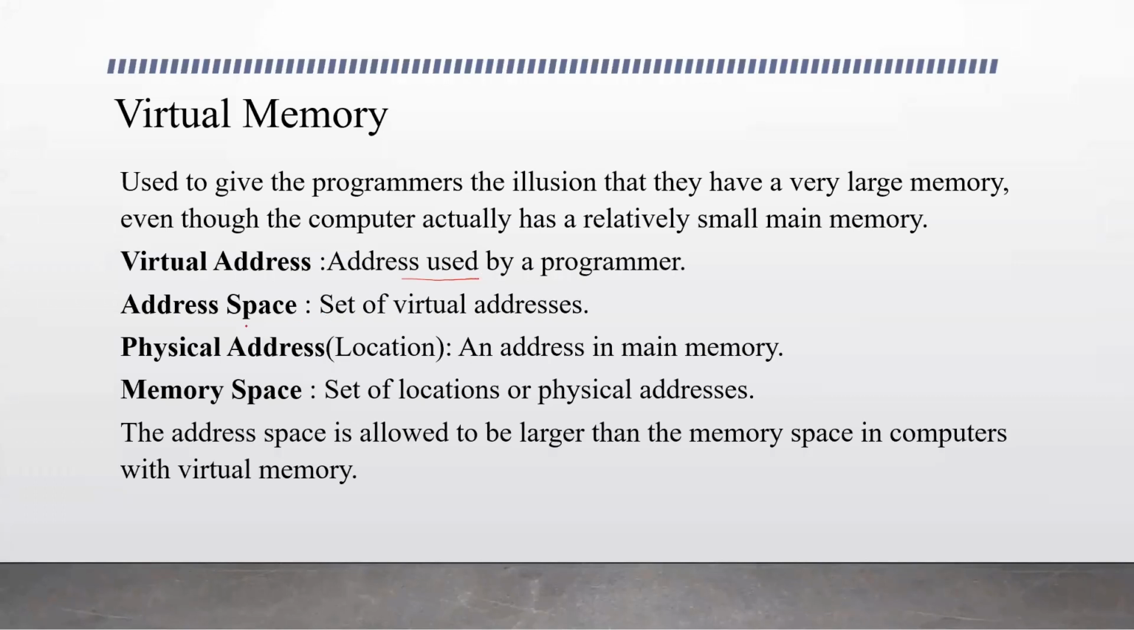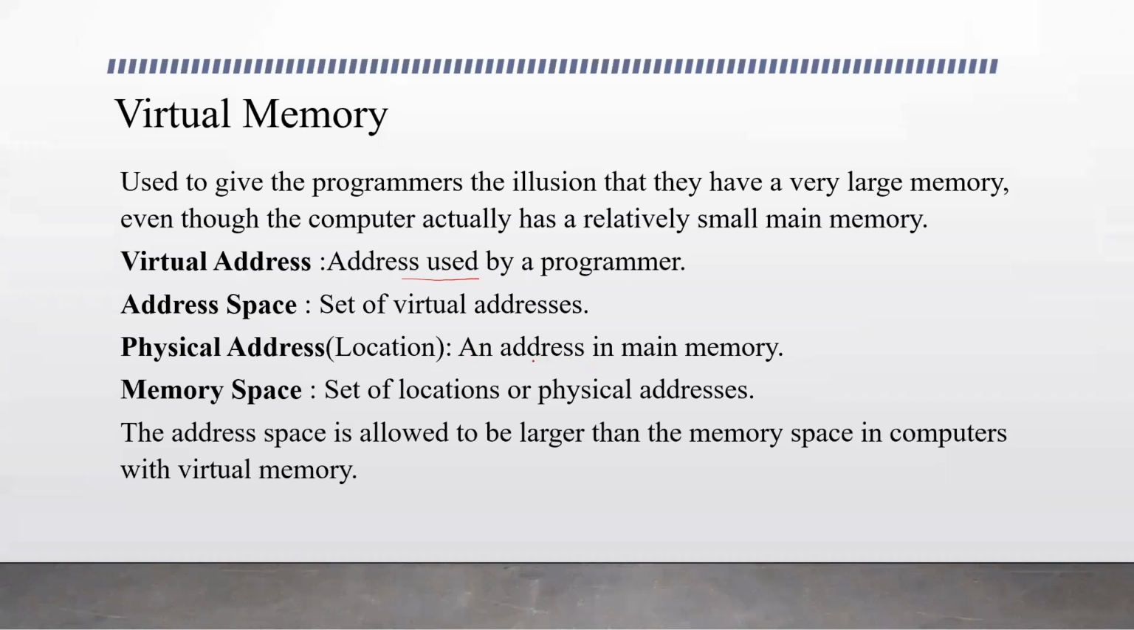So what is address space? Address space is a set of virtual addresses. The set of these virtual addresses forms an address space. And physical address, you need to remember this. A virtual address is the address used by the programmer, which is not the real main memory address. And a physical address is the address in main memory. This is the actual main memory address. It is also called a location. Physical address: this is the address in main memory.